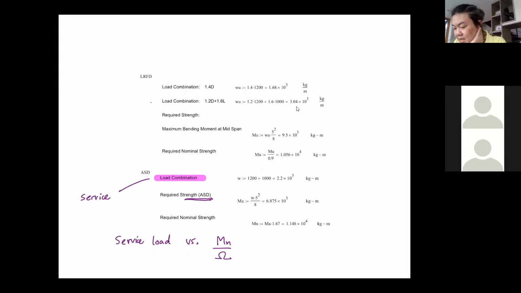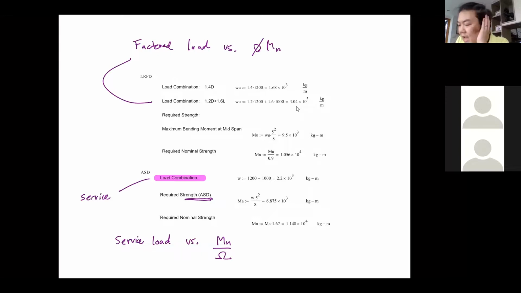Whereas in the LRFD we use the factored load. They choose to increase the uncertainty in the load by increasing the load. Whereas in the ASD, we take the load as it is, but we reduce the strength of the structure. In LRFD, I'm sorry, they increase the load to account for all kinds of uncertainty, and then they compare this with the nominal moment multiplied by the reduction factor.